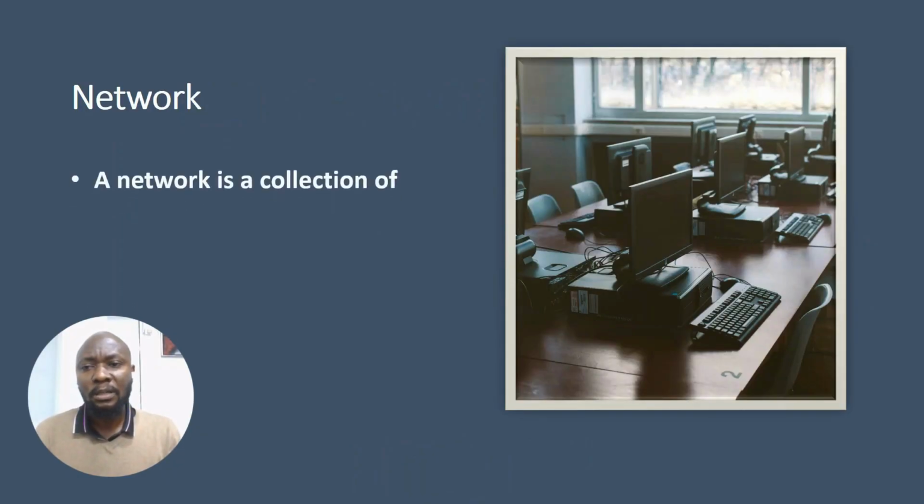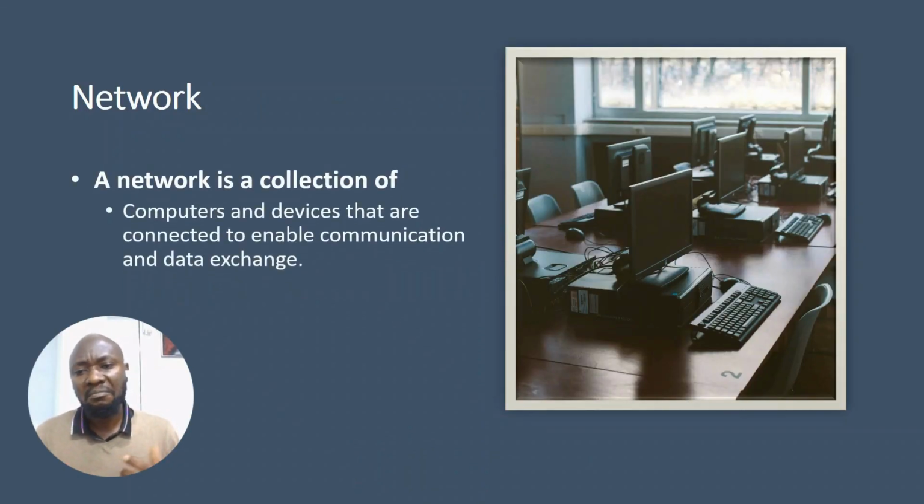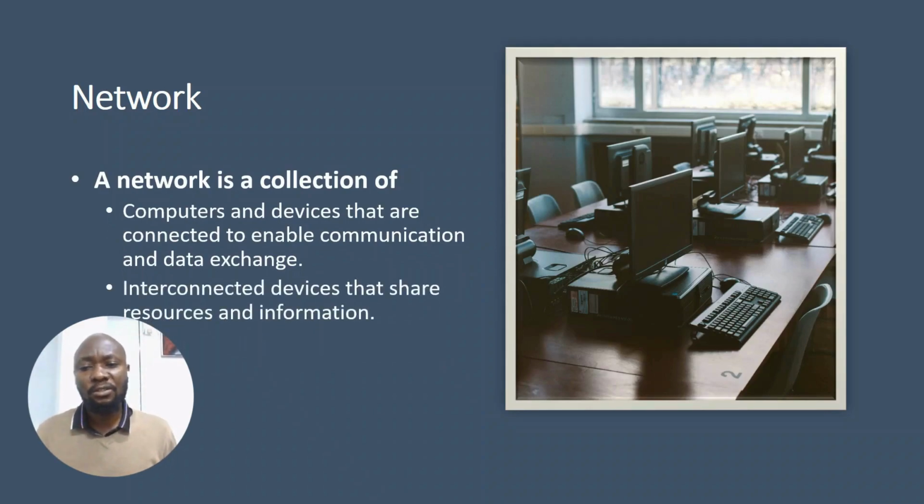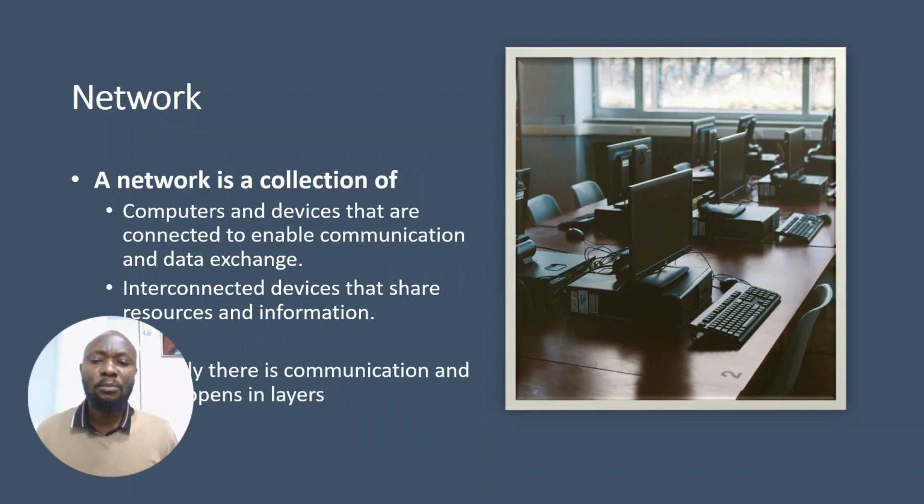What is a network? A network is a collection of computers and devices that are connected to enable communication, or interconnected devices that share resources and information. Essentially, we have devices coming together to share resources or to exchange information, and this communication happens following a certain step-by-step process. It happens in layers.